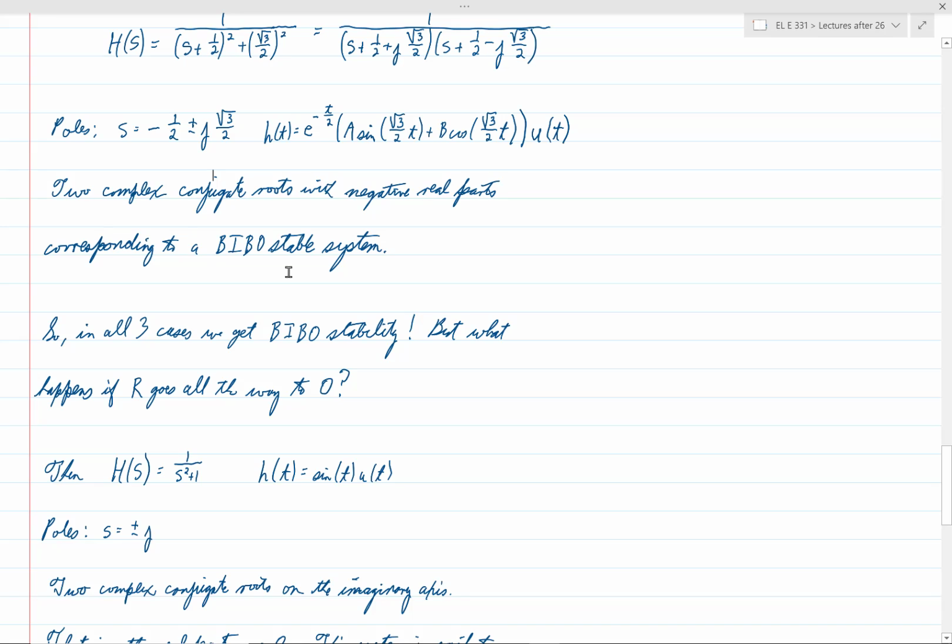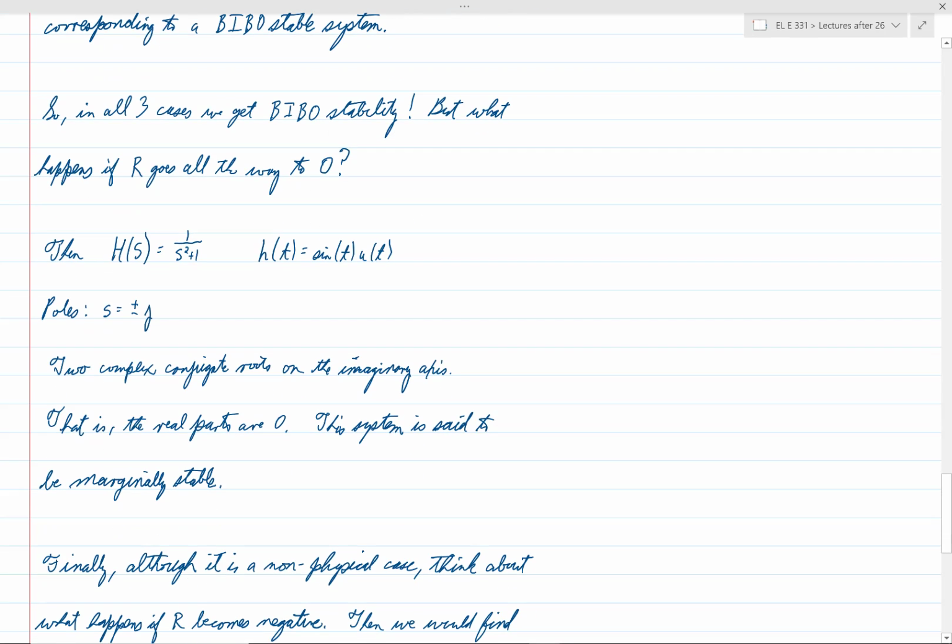But what happens if we take away the resistor? Now we can model that by just setting R equal to 0. And if we set R equal to 0 in the transfer function, it would just become H(s) = 1 over s squared plus 1, which would mean that h(t), the impulse response, is sine t u(t). Now, we know that that is not absolutely integrable, and so therefore this system is not BIBO stable.